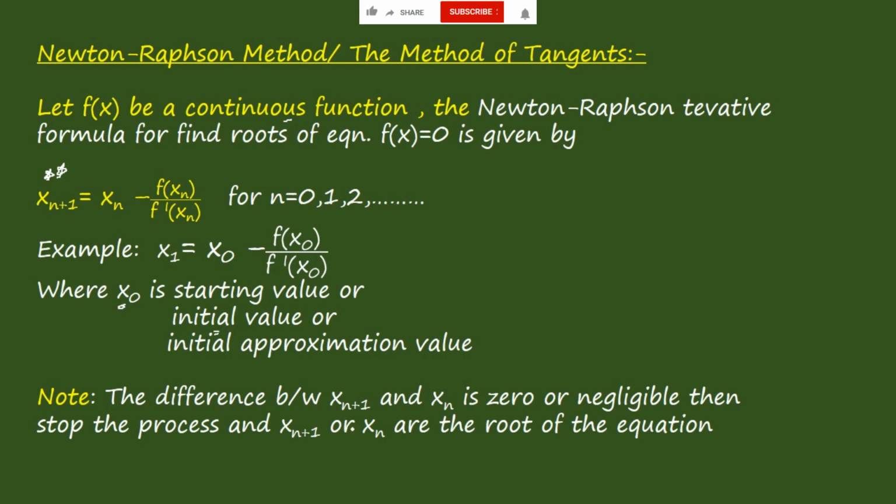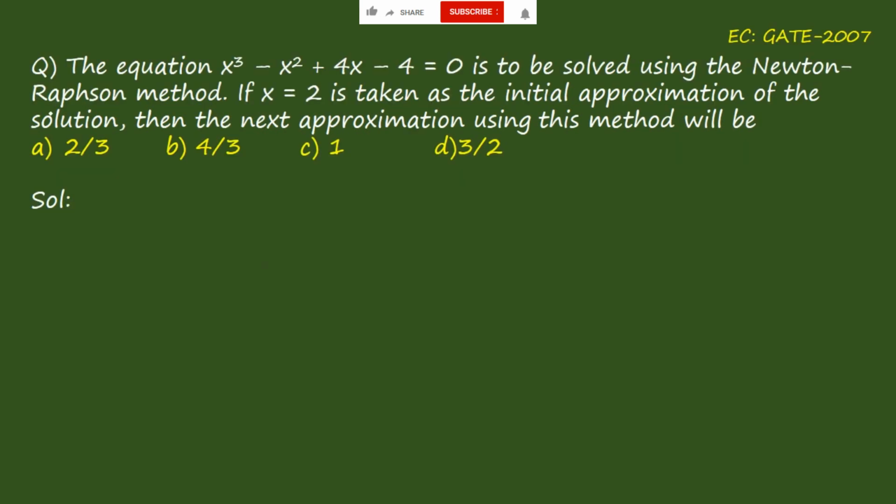Now the general thing that we have to consider is that if the difference between x of n plus 1 and x of n is 0 or negligible, then we can stop the process, and the root is x of n plus 1 or x of n. Now we'll be solving a few problems on Newton-Raphson method. Coming to the first question.